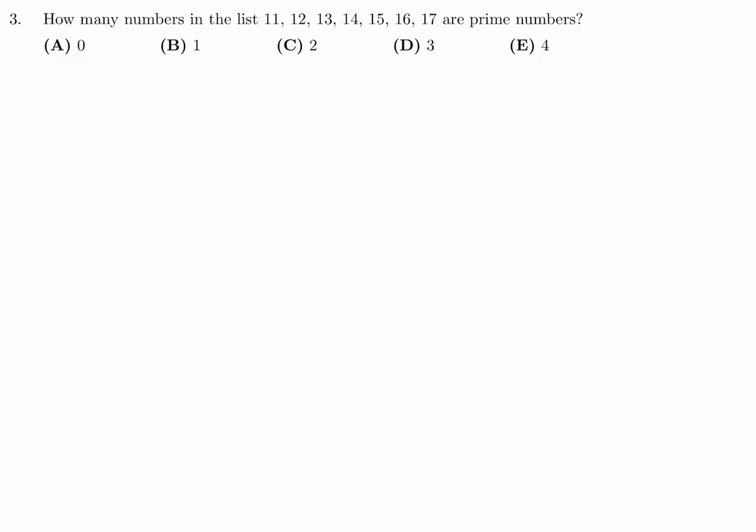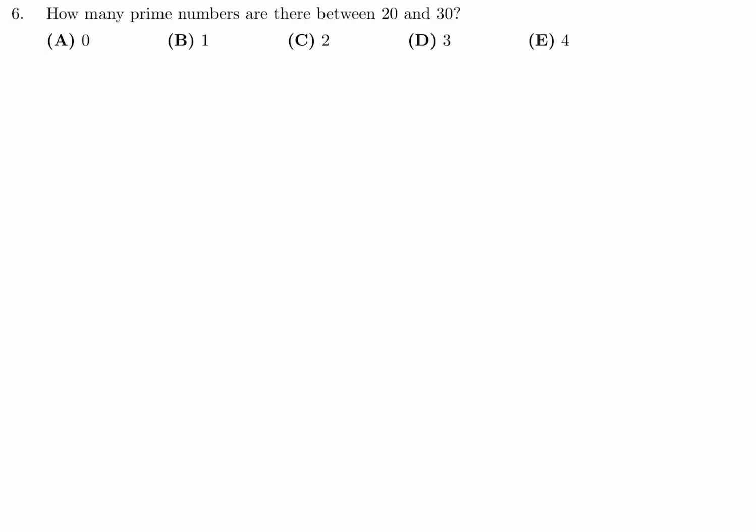How many numbers in the list are prime numbers? Well, prime numbers are numbers that are divisible only by 1 and itself. So any even number cannot be a prime unless it's 2. So 12, 14, and 16 are not prime because they're divisible by 2. 15 is divisible by 3, so it is also not a prime. But 11 is a prime, 13 is a prime, and so is 17. So there's 3 of those, and therefore number 3, the answer is D.